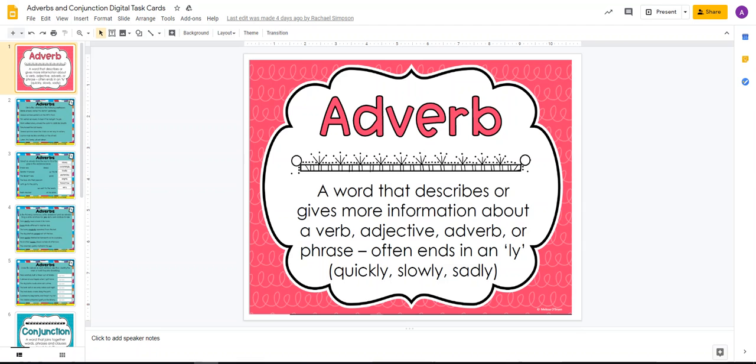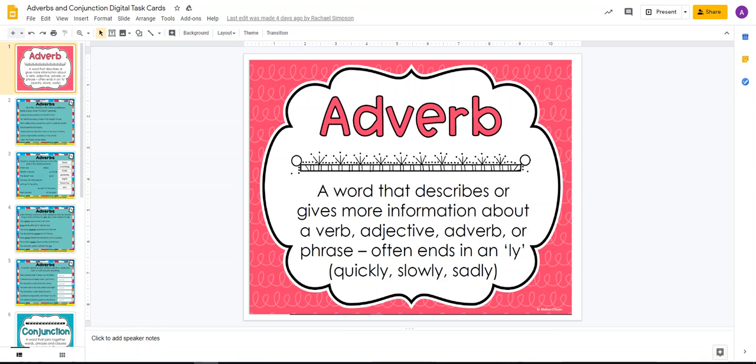Today we're going to talk about adverbs. An adverb is a word that describes or gives more information about a verb, adjective, or adverb phrase. So what that means is it is more of a descriptive word that is helping to paint a picture in a sentence. These words often end with ly. They don't always end with ly, but they often do.